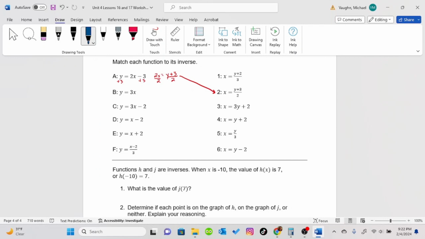B, we have y equals 3x. We would divide both sides by 3 and get x equals y divided by 3, which matches choice 5.